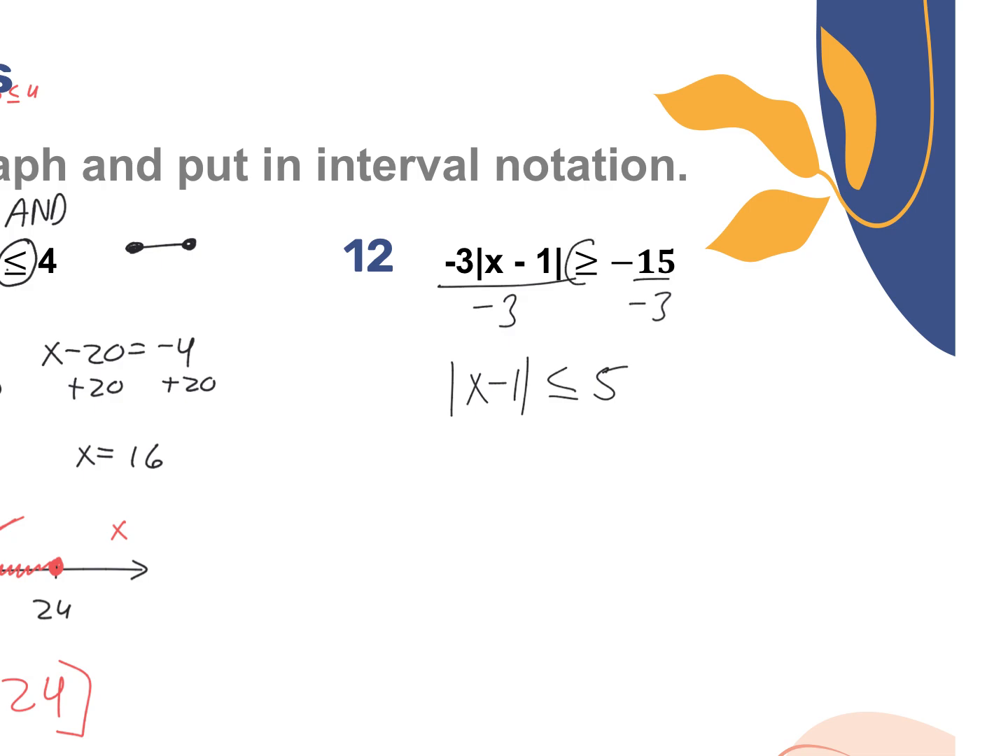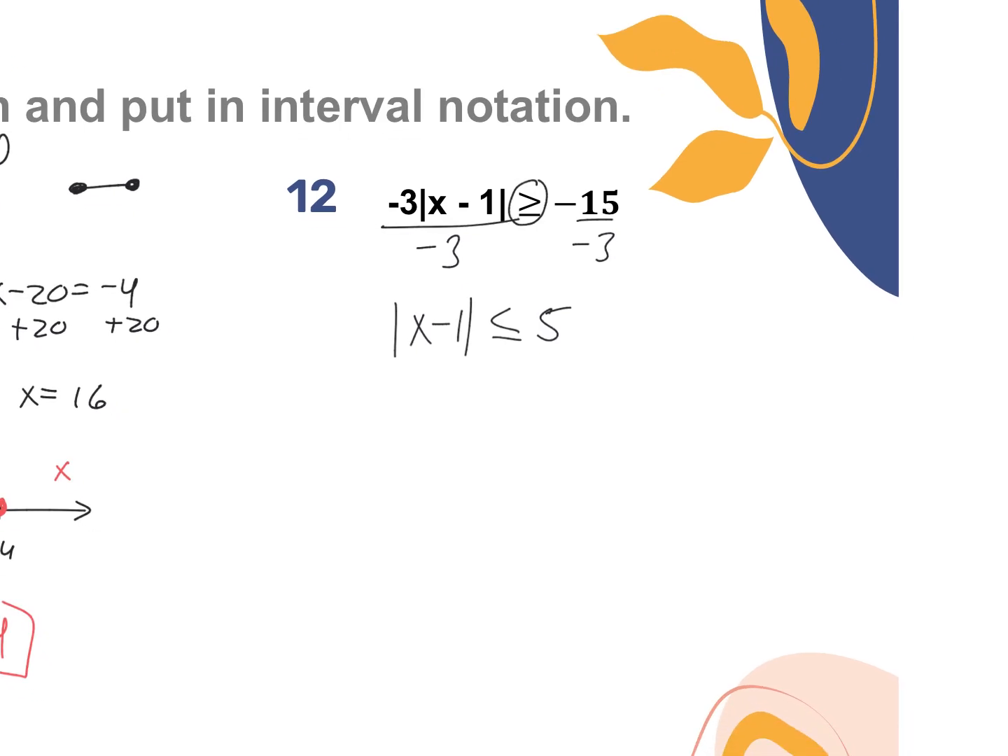Why did I change the sign? Because we divided by a negative, so that inequality symbol is going to flip. So what I can do now is set up my two equations. I'm going to do x minus 1 equals 5, and x minus 1 equals negative 5. Then I can add 1 to both sides. I get x is 6. Add 1 to both sides. I get x equals negative 4.